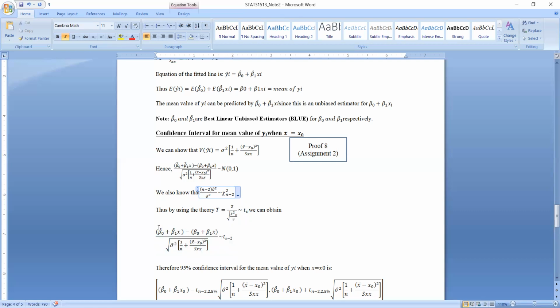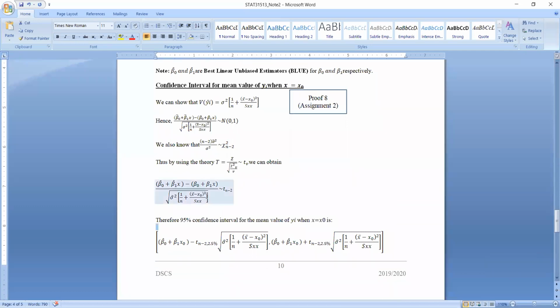Now, if we want to estimate a confidence interval for yi, we know yi is equal to beta naught plus beta 1 x. So when x is equal to a particular value, let's say x naught, you can substitute x naught here for x, and then you can obtain a confidence interval for y. When you obtain the confidence interval, you will get this equation using this test statistic.